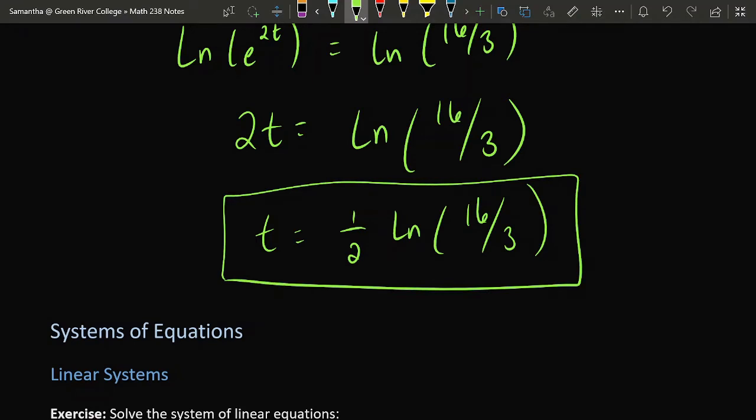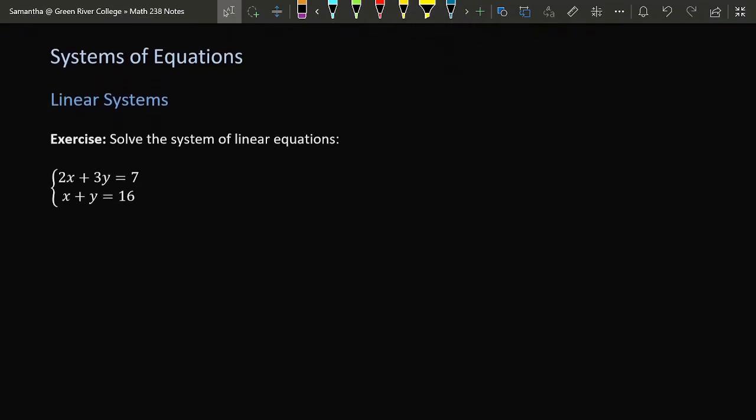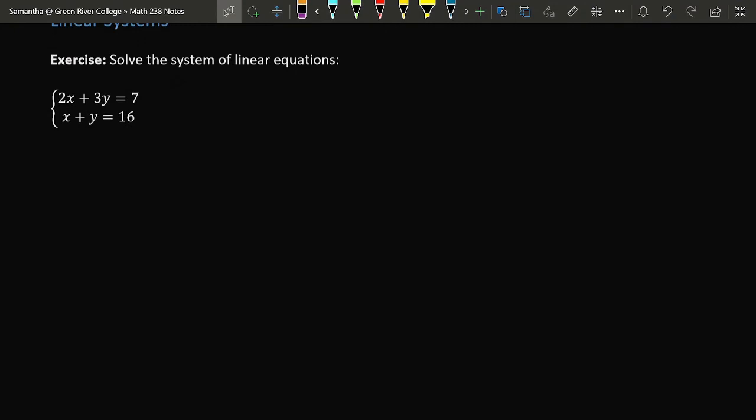The second thing that I would like to review is how to solve systems of equations, both systems of linear equations and systems of exponential equations. For an example, let's consider the system of linear equations given below, 2x plus 3y equals 7 and x plus y equals 16. When you're solving a system of linear equations, there are typically two standard methods. And the first one is called method of substitution.